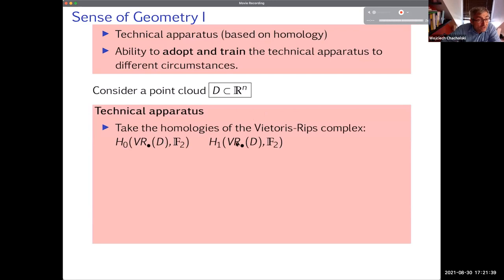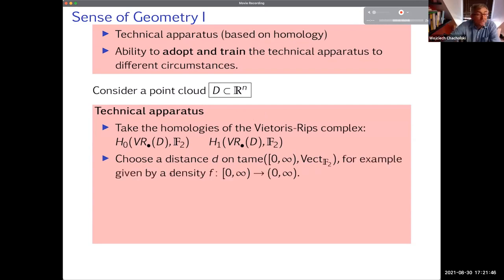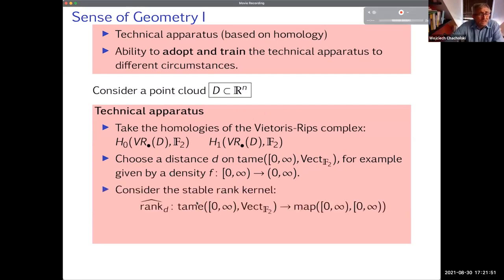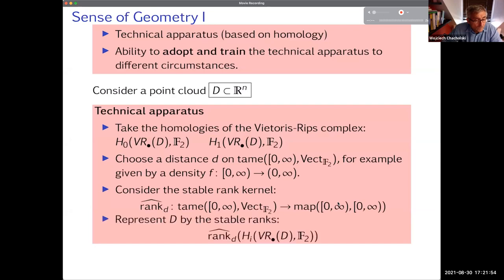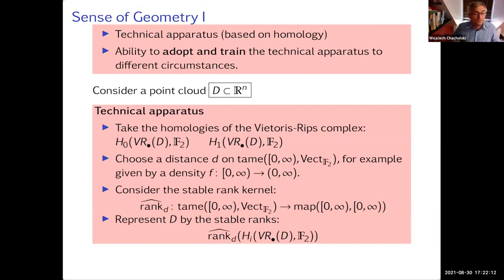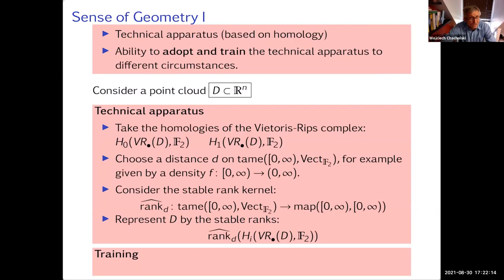So this is parameterized vector spaces. I choose a distance on these parameterized vector spaces, for example given by a density. And then I consider the stable rank kernel, and I represent my point cloud by this function. So you give the machine this point cloud, and it gets its sense signal, this function.